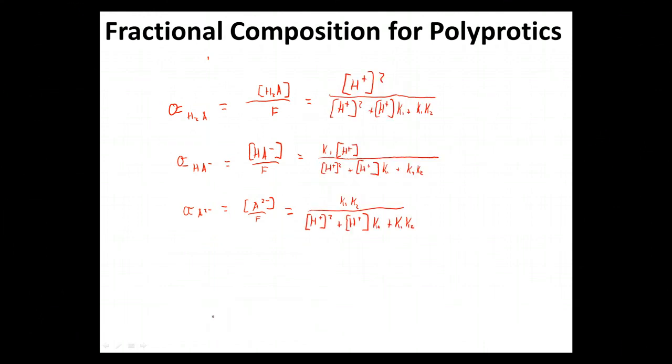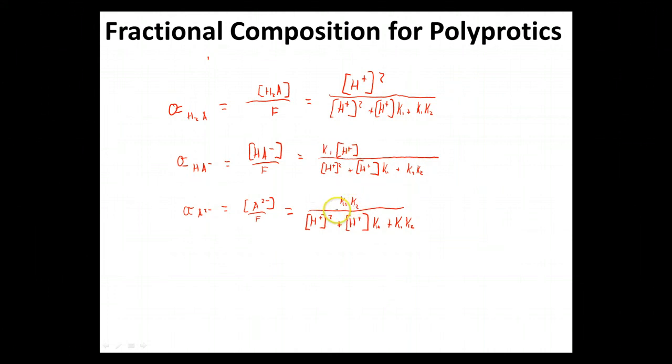And so the equations end up looking like this. So you can see for our H2A form, we end up with H plus concentration squared on top. And then we have this term on the bottom. Now notice that the bottom term stays the same through all three of these, which makes sense because that's going to be related to formal concentration. Now we have our Ka1 times H plus on top, and now we have Ka1 times Ka2 on top.